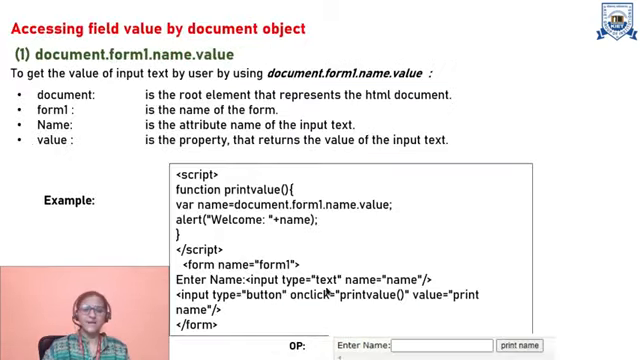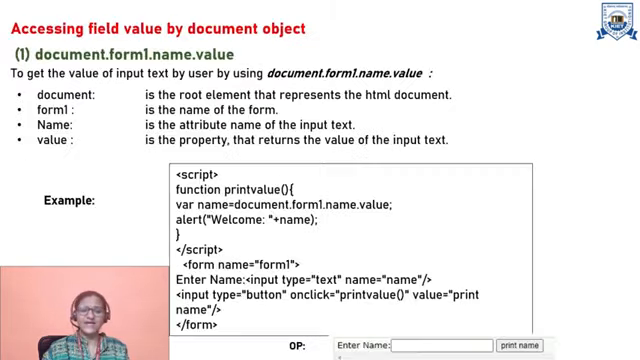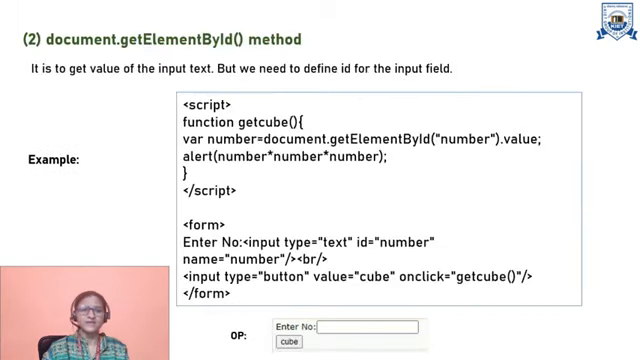The next one is getElementById. As in this example we have associated the name property, in the same way we can use the ID property of any element, and in that case we will access it with the help of ID. Here, as we have used the name, there we will give ID.